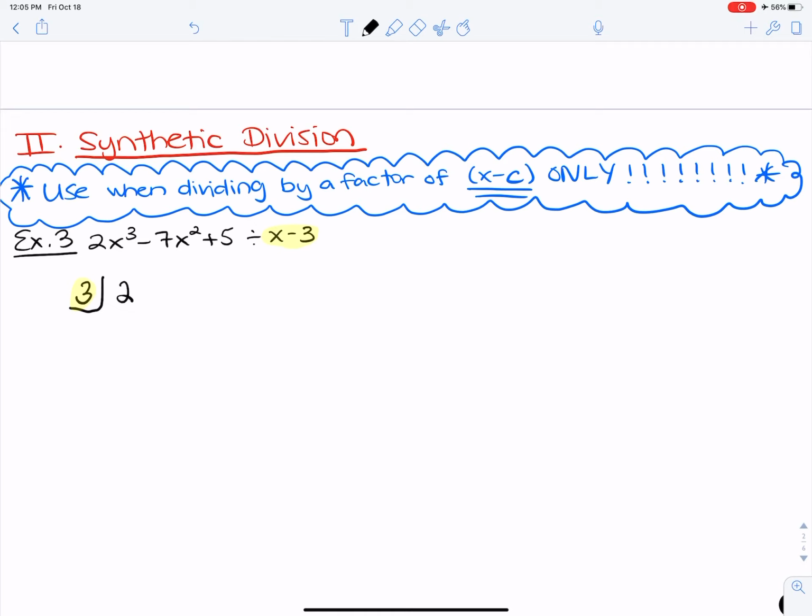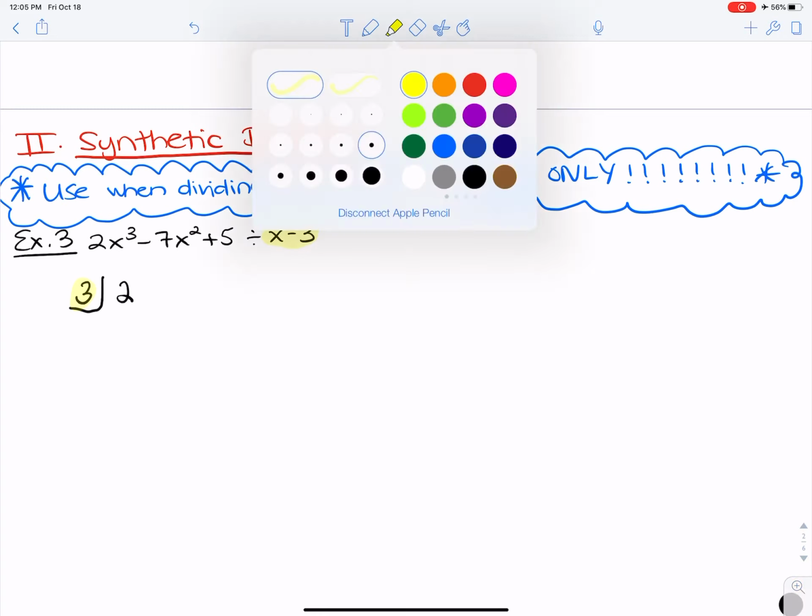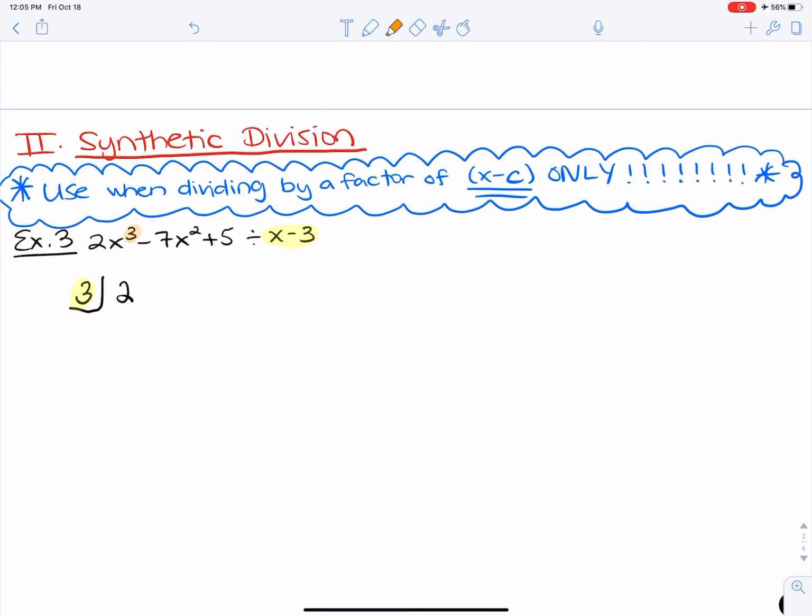And then we fill in our coefficients. So this is 2, because that's a degree of 3. You can't forget about your degrees. So 3. And then we want the coefficient of the degree 2, so that's negative 7. Then we want the coefficient of degree 1. Oh, there isn't 1, so we put 0. And then we want the coefficient of the degree none, and that is 5. So 3, 2, 1, none.